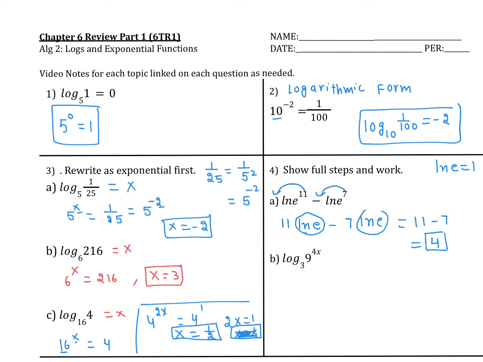For letter B, log base 3, you can write 9 as 3 to the power 2. 4x is already there. So what you've got here is log base 3 of 3 to the power 8x. Even if you kick the power outside, log base 3 of 3 is always 1. So the answer is just 8x.